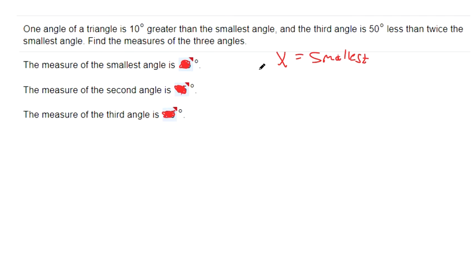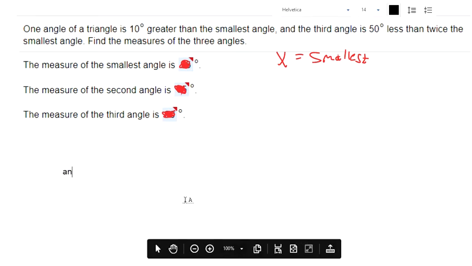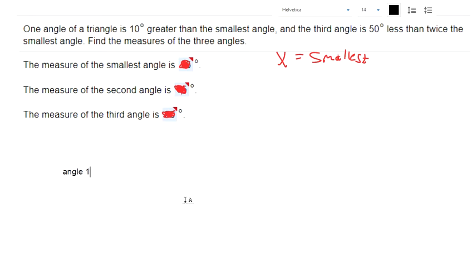X is the smallest angle. And we know that if we add up all the angles, angle 1 plus angle 2 plus angle 3, that should equal 180 degrees because it's a triangle. All three of the angles inside a triangle should add up to make 180 degrees.